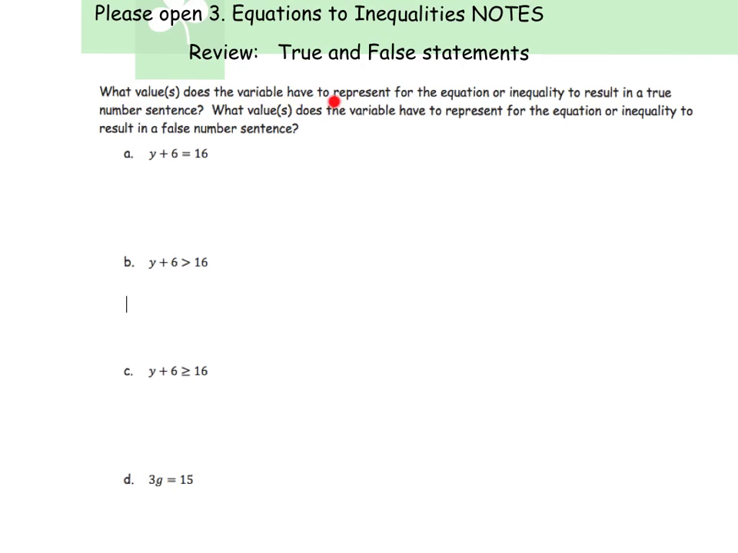So in the beginning of the solving equations unit, you had to write some true-false statements. So here I want you to think back and name what values the variable would have to be to make it true and what values it would have to be to make it false, just to get us warmed up. Please take a moment, pause, do these, and then come back.